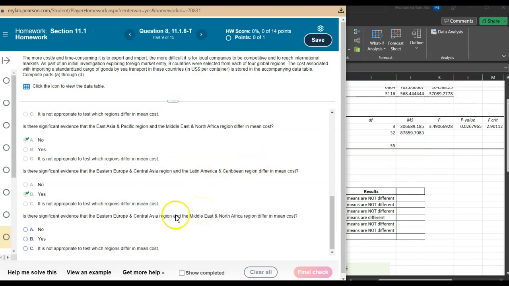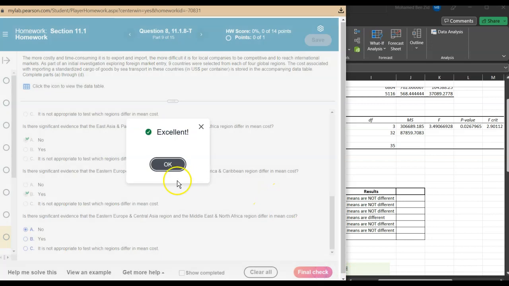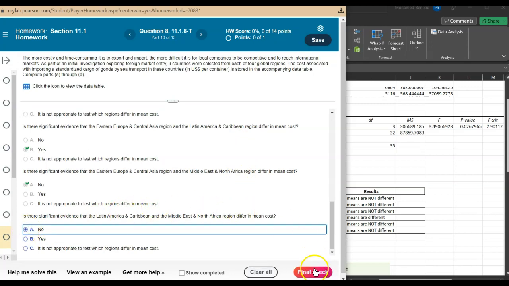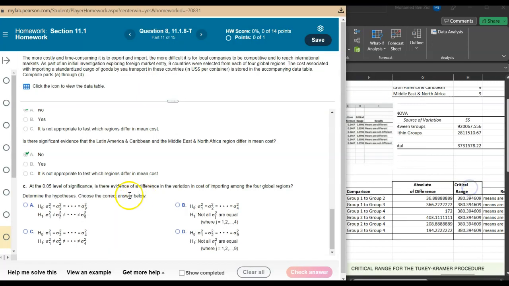Now we have Eastern Europe and Central Asia. The answer would be no. The only yes was for those 2 groups. Did we finish? No. Again, another no. Okay, all set. We are moving on to compare the variances.